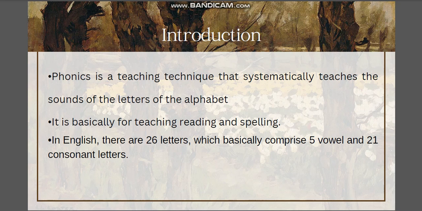Here you can see that phonics is a systematic way of teaching the sounds of the letters of the alphabet. Remember, systematic means it follows a process: you start from the simple to the complex. You don't jump from the complex to the simple. Yes, some people do it to challenge the brain, but our basic interest here is in making things easier for people to understand. So we are going to move from the simple to the complex. As we have 26 letters of the alphabet, we have 5 vowel sounds and 21 consonant sounds. Remember, this is the basic.